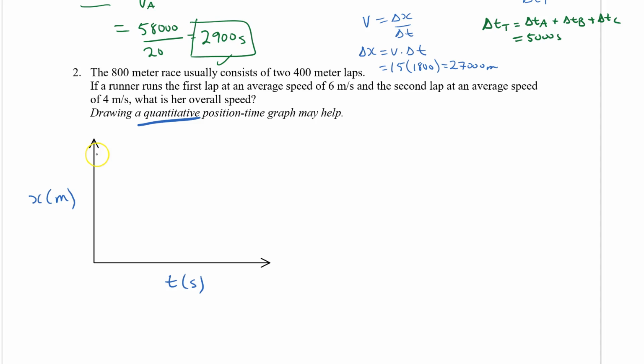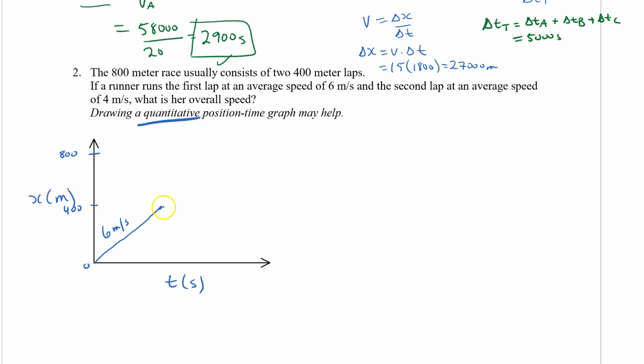Now, the maximum position that they're going to be doing is 800 meters. So I'll put a little 800 there, and maybe halfway down I'll put a 400. And here's my origin. So the first lap is going to be an average speed of 6 meters per second. So on a position-time graph, the slope of this line will be 6 meters per second. So maybe I'll just write 6 meters per second there. And then for the second, 4 meters per second.